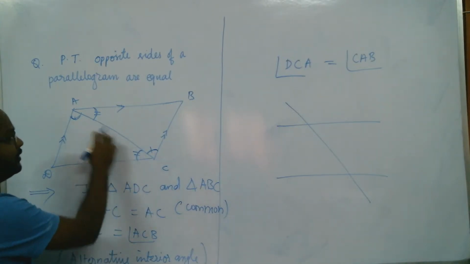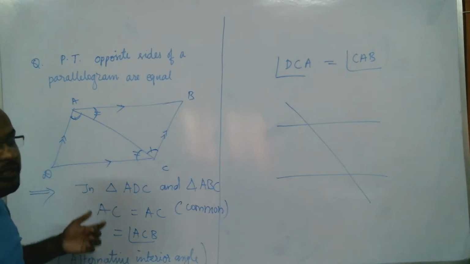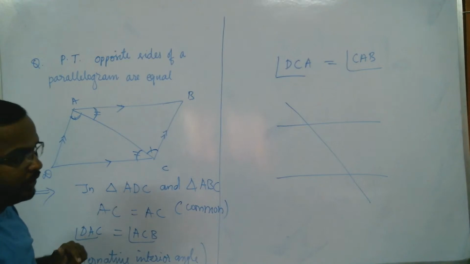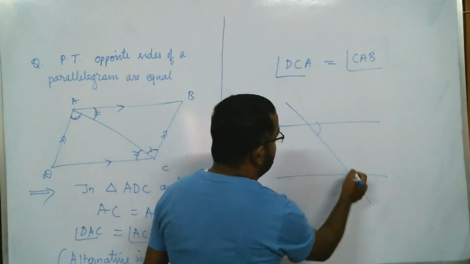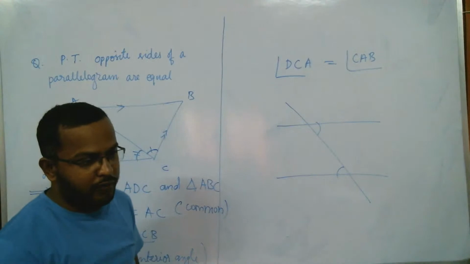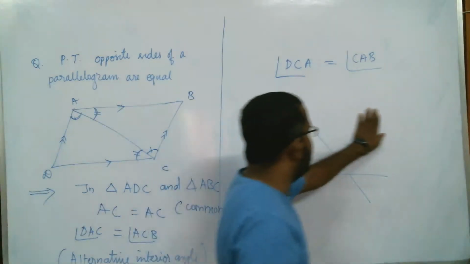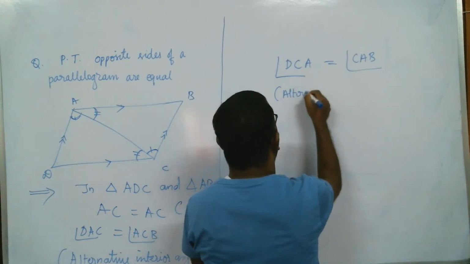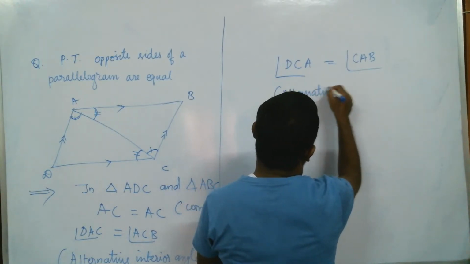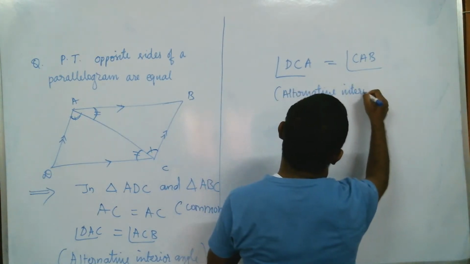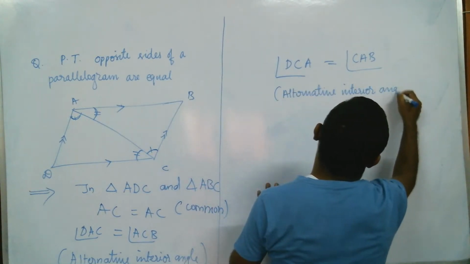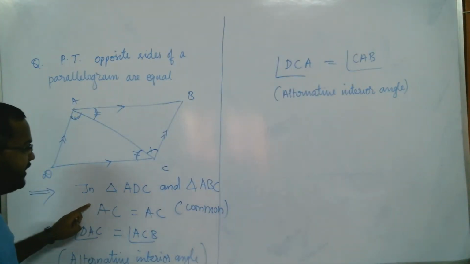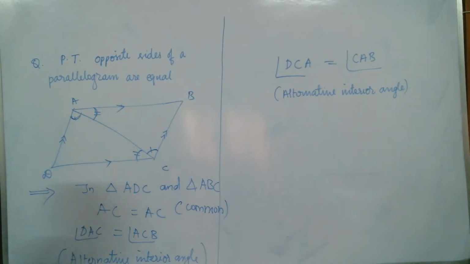So here also these two angles are alternate interior angles because these two are parallel lines and this is your transversal. These are the angles we are taking. So that's why here also they are alternate interior angles. Okay. So now we got one side and two angles.